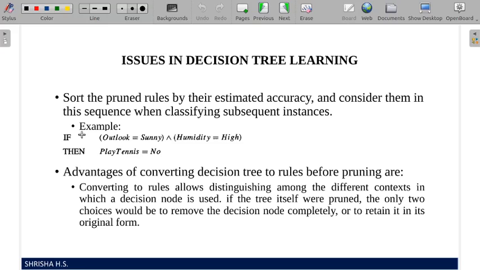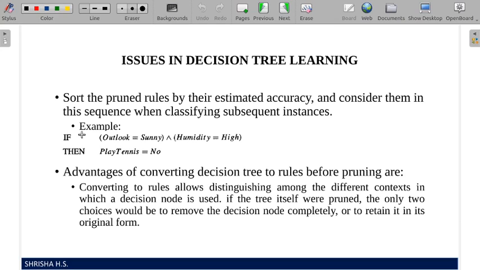So what is the advantage of converting our decision tree to rules before pruning? The first thing is, suppose we are pruning a decision tree and we are removing a node, that means that we are removing that entire subtree. But if you are removing some attribute in the rules, we are only removing that path, that's it.